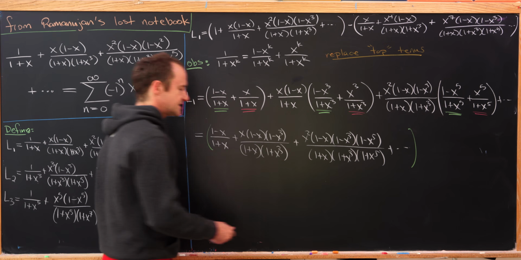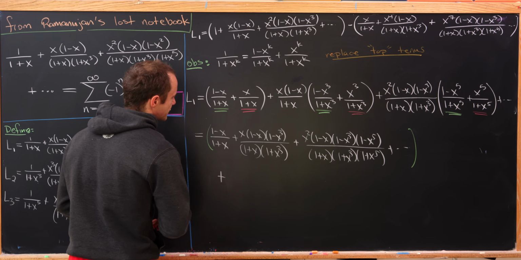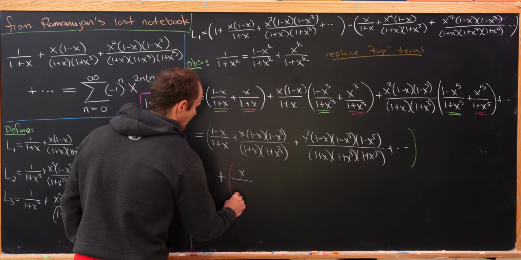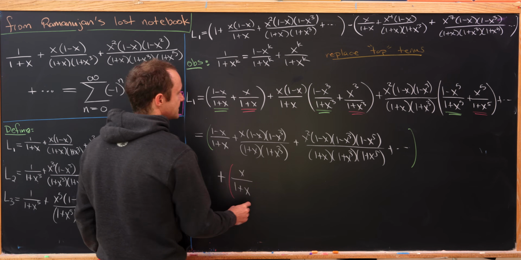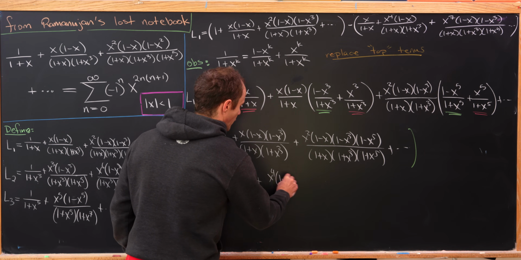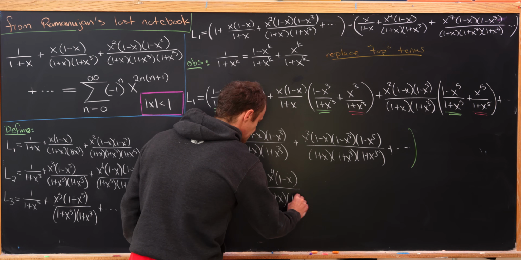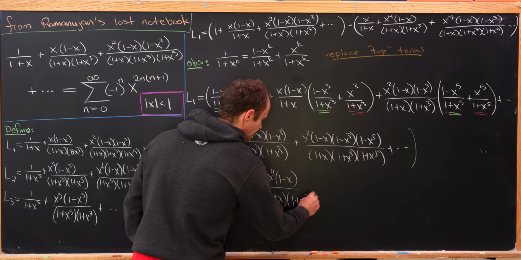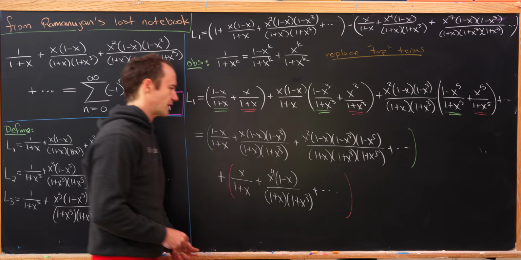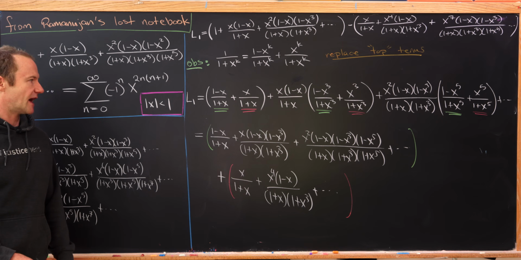Okay, so now let's see what we're going to get for the red parentheses, which will come, respectively, from the red underline. So the first bit will be x over 1 plus x. And now we'll have, let's see, x to the fourth, 1 minus x over 1 plus x times 1 plus x cubed. And then that's going to continue on and on and on, so I won't write the rest of the terms. So we've got something that looks like that.